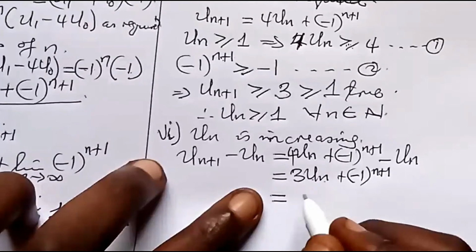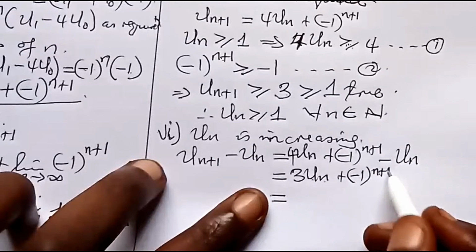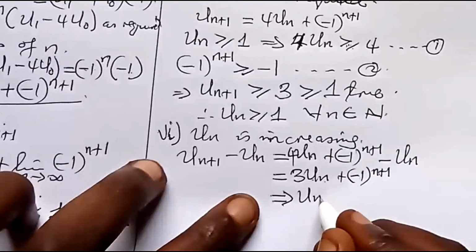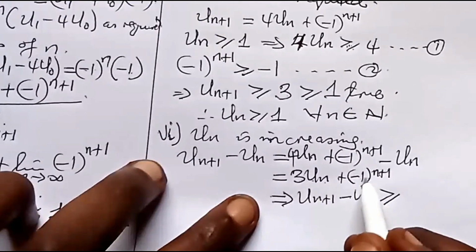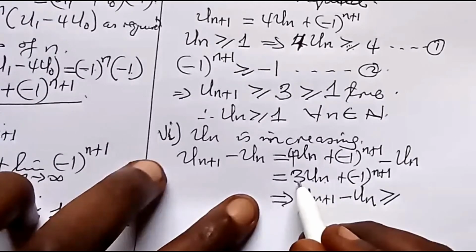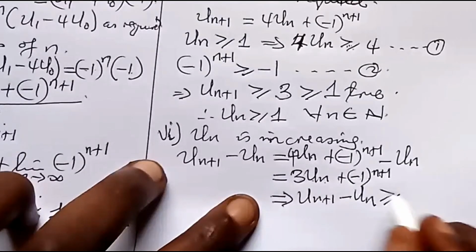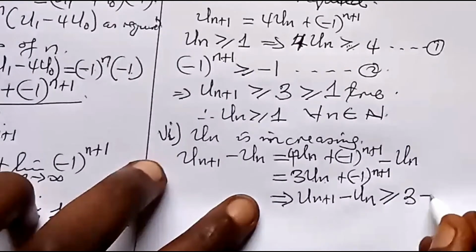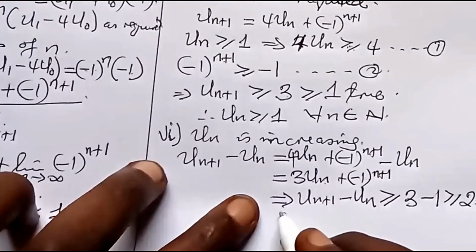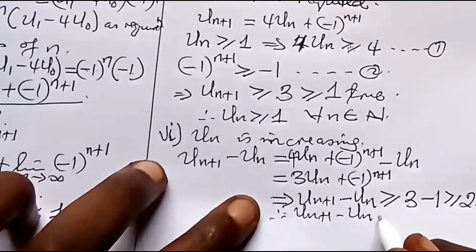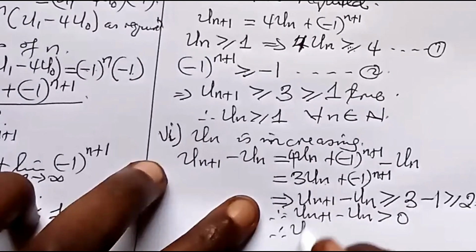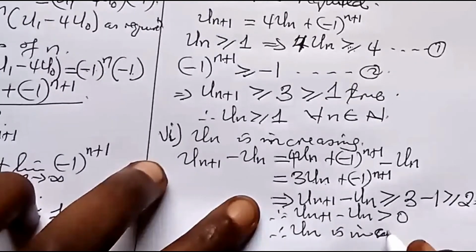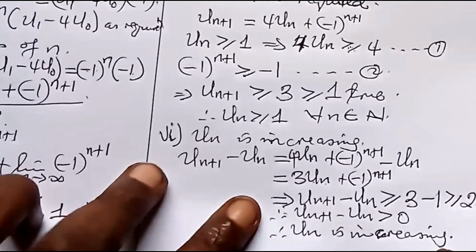And the least value of 3un is 3, while the least value of negative 1 to the n plus 1 is negative 1. So we can say that un plus 1 minus un is greater than or equal to the sum of the least values of these two. The least value here is 3, because un being greater than or equal to 1, 3un will be greater than or equal to 3. So 3, then negative 1 to the n plus 1, the least value is negative 1. So it's greater than or equal to 3 minus 1, which is 2. Therefore, un plus 1 minus un is greater than 0, because the least value of that expression is 2. So it will always be positive. And therefore, un is increasing, because un plus 1 will always be greater than un.